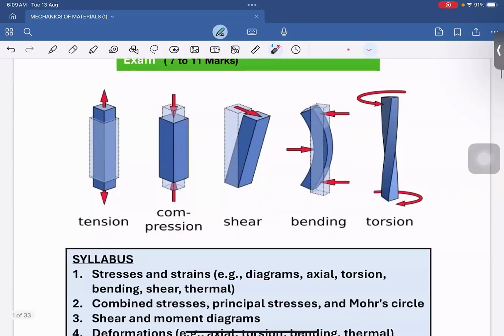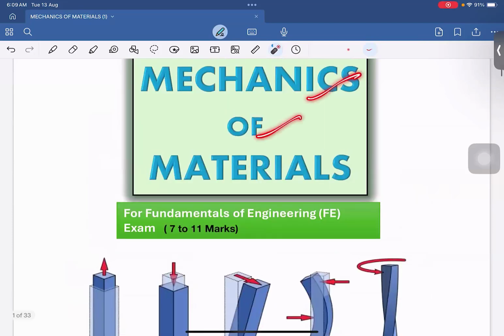Basically, strength of materials, what we studied in BTech, is very lengthy and the knowledge is very vast. But luckily for the FE exam, the syllabus is very minimal, and the FE provides a reference handbook that has all the formulas. So our advantage here is you need not remember any formula. It is like an open book exam.